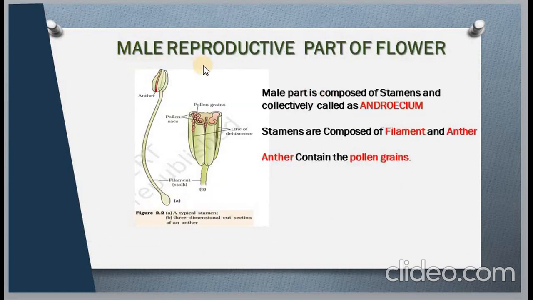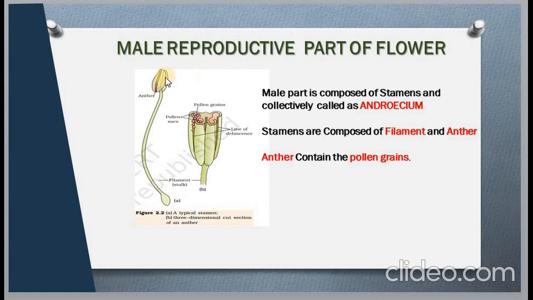Now let's look into the male reproductive part of the flower. The male part of the flower is composed of stamens. We discussed it's a third whorl in a bisexual flower. These stamens collectively are called as androecium. These stamens are composed of what is known as filament. The thin tube-like part is known as filament and the top blob-like structure is known as anther. So the stamen is composed of filament and anther at the top.